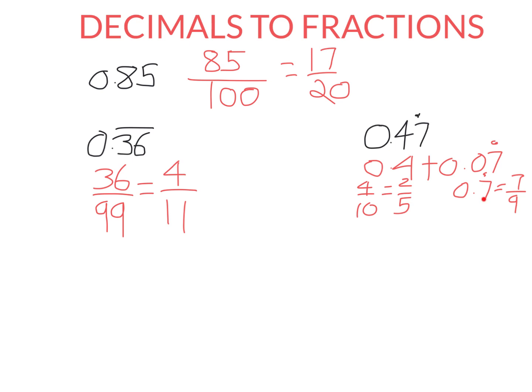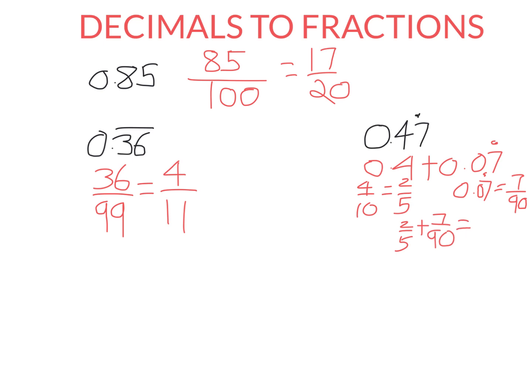So if 0.7 recurring is 7 over 9, if we want to find 0.0 and then 7 recurring, we need to divide that by 10. We need to take 7 over 9 and divide by 10. So 7 over 9 divided by 10 is 7 over 90. So 0.4 and then 7 recurring is 2 fifths plus 7 over 90.